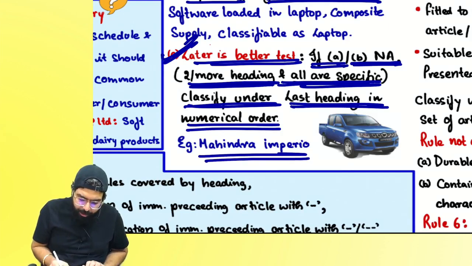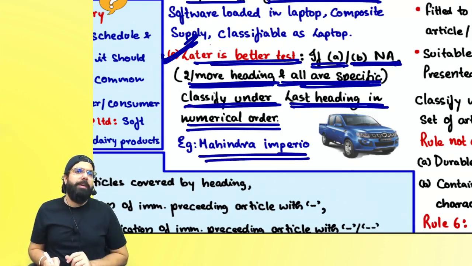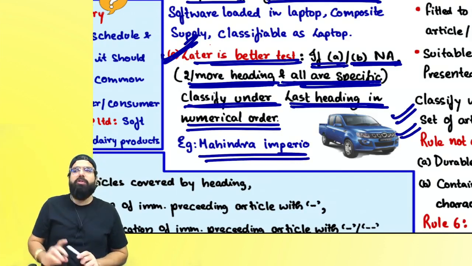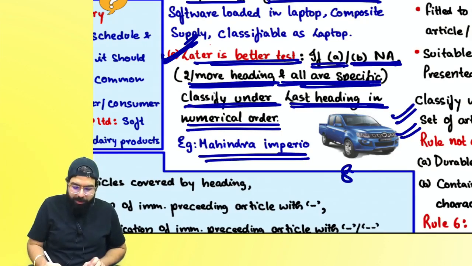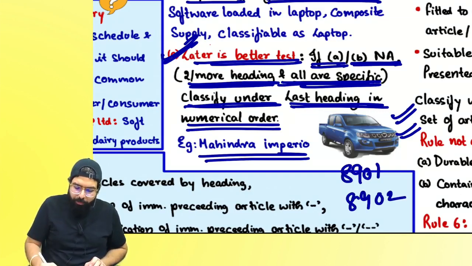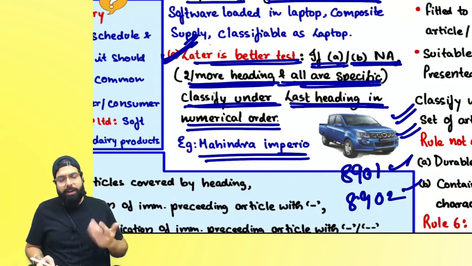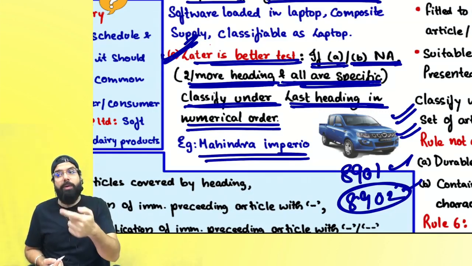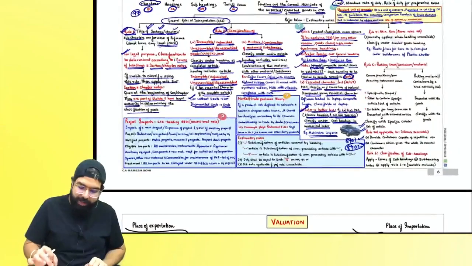I gave you the example of the Mahindra Imperio. This can be used for passenger transportation and also for goods transportation. For example, if it is classifiable under both 8901 and 8902, then you have to take the later heading, because the later heading is always the better heading. Can I go ahead, everyone?